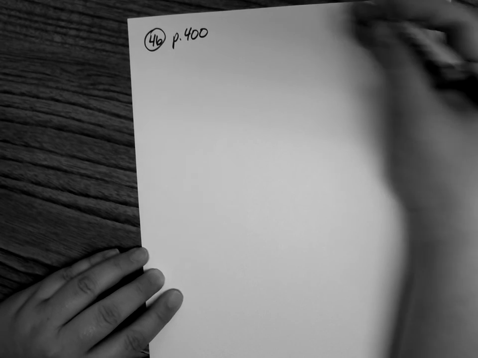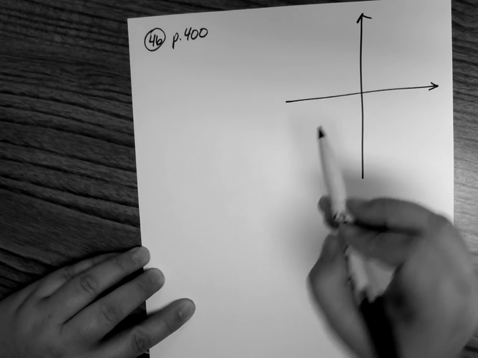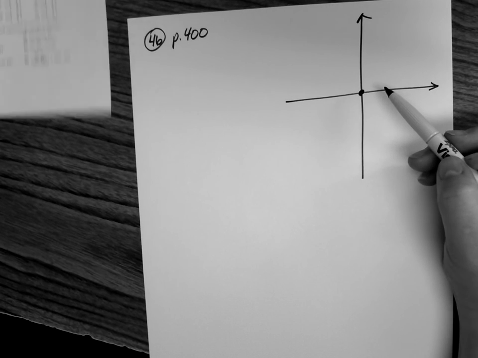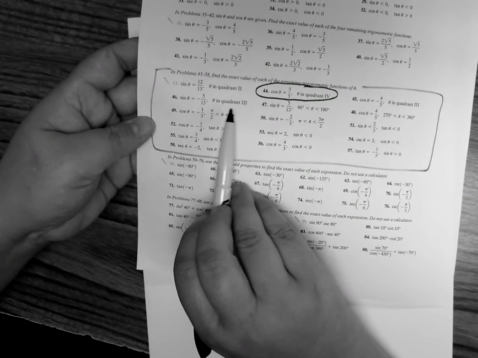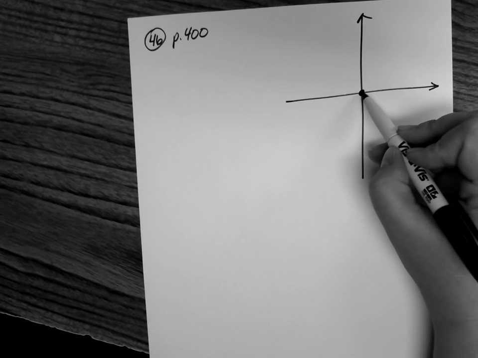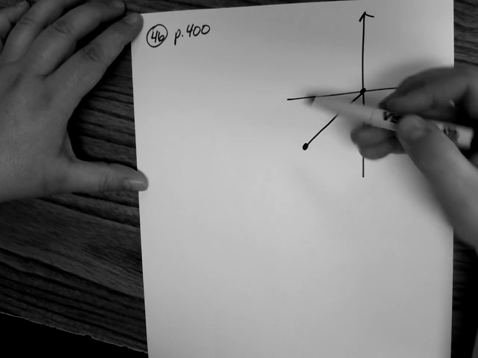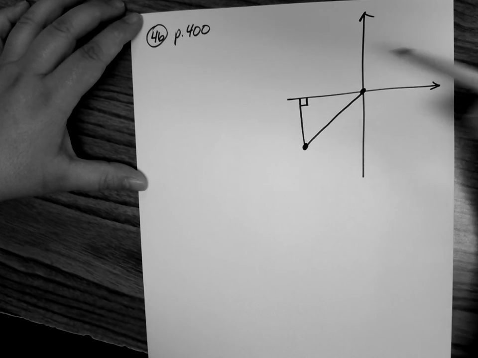Okay, so again, you always start by reading what quadrant this is supposed to be in. Number 46 says the sine of theta is negative 5 over 13, and theta is in quadrant 3. So I start at the origin and I go out into quadrant 3, and then from that point I drop a line back to the x-axis.